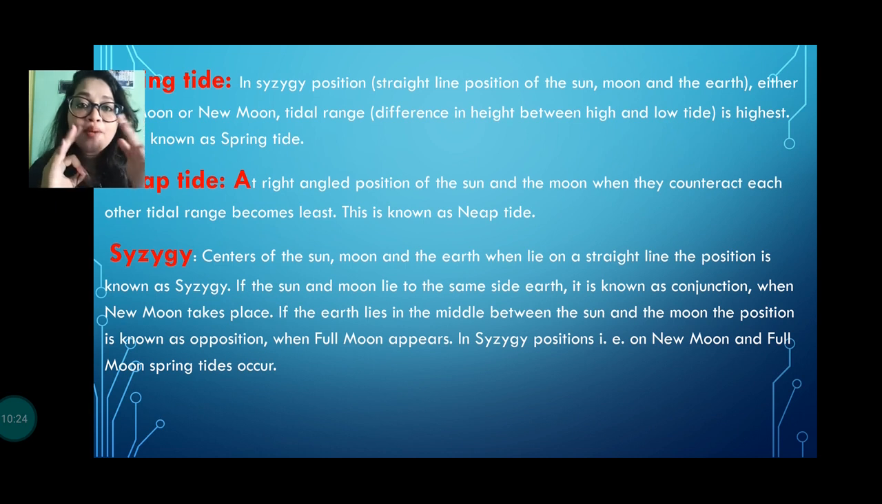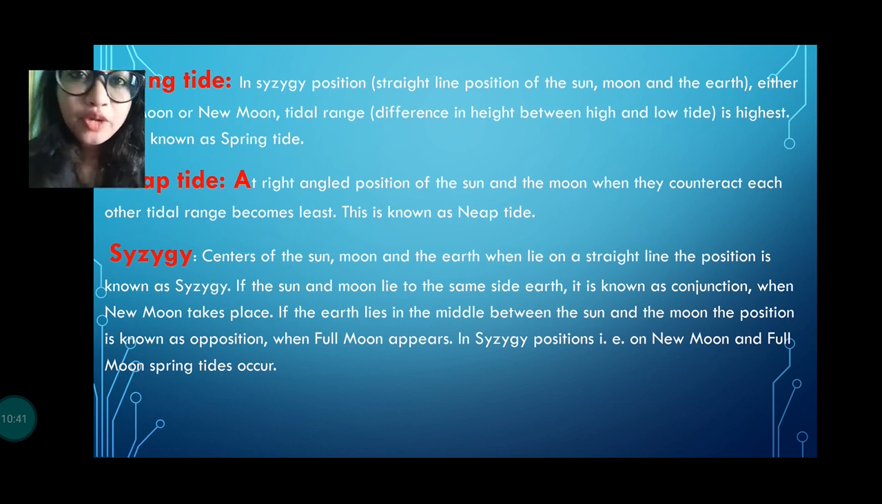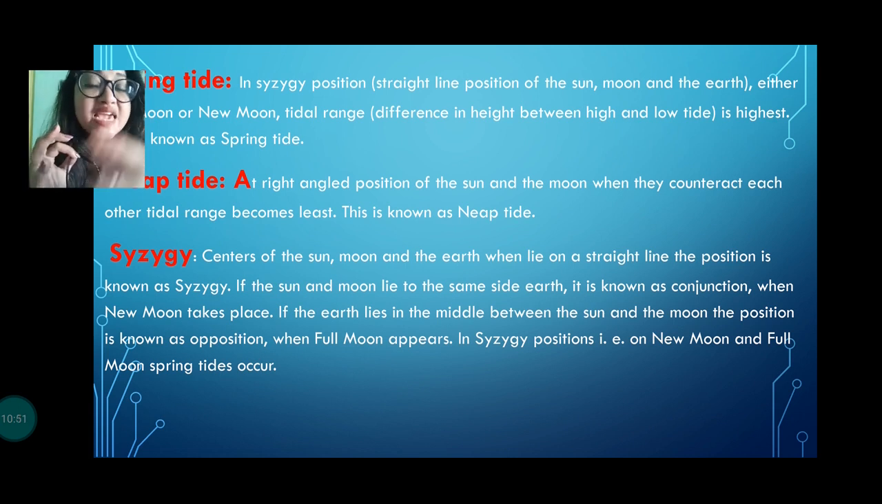There are two types of moon, no? New moon and full moon. During either the new moon or the full moon, the tidal range, the difference between the high tide and low tide, is the highest. So just remember, during the spring tide the highest tide occurs. Then again I am telling you about the syzygy position. The highest tide is known as the spring tide, and it occurs in the syzygy positions.